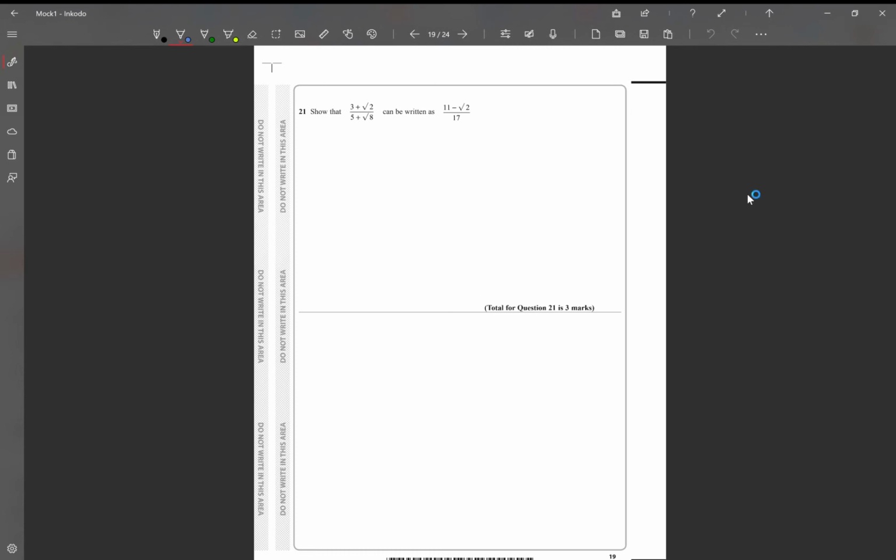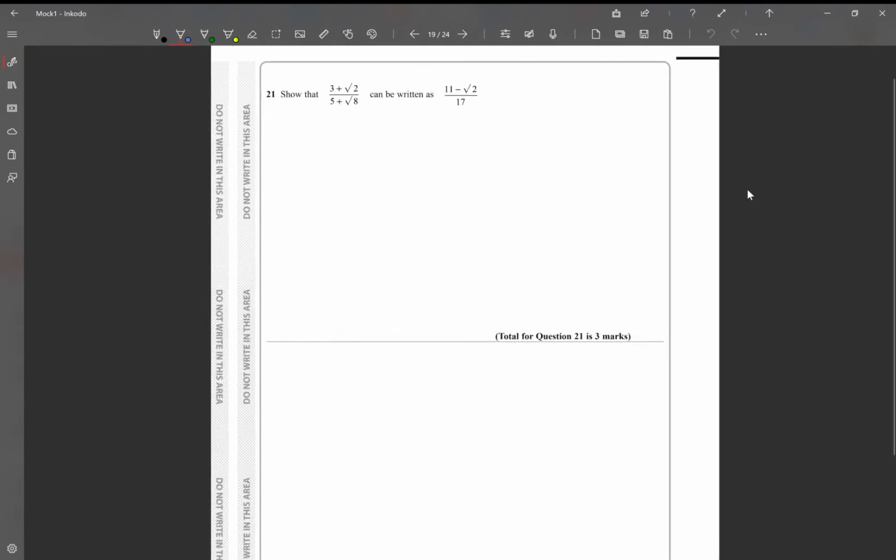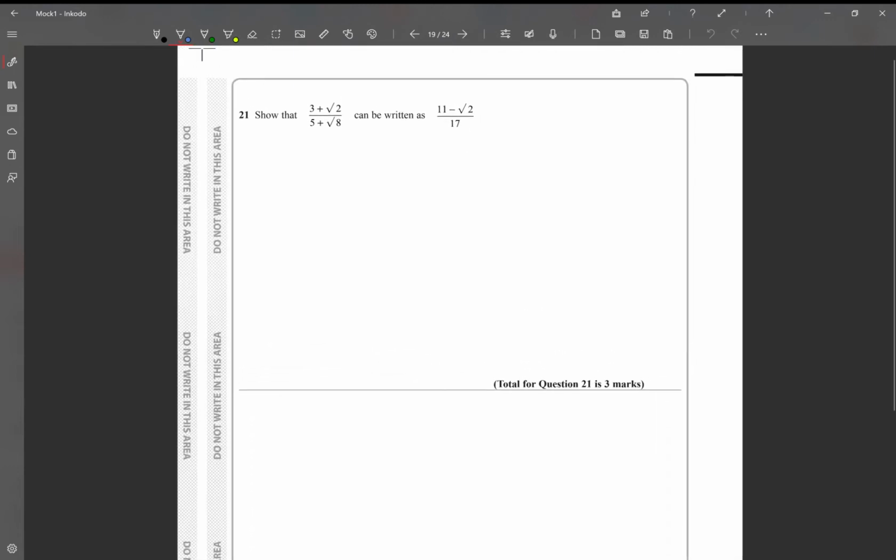Okay, right, so here we've got a question on rationalising the denominator. It doesn't ask you to do that, but it is showing you a fraction with a surd on the bottom. Now, a surd on the bottom is basically not what we want. We want to simplify it, and it actually says show that it can be written like this.